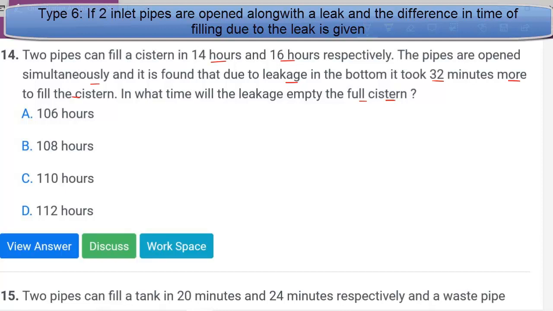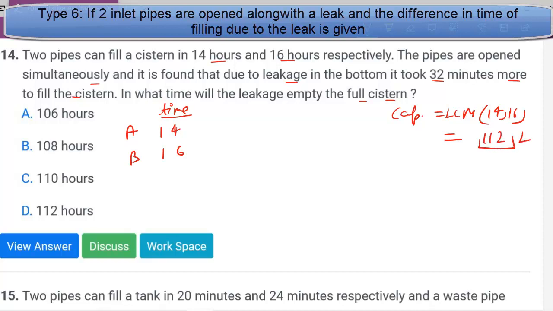So we will proceed in the same manner, in the same approach. So A is taking 14 hours. I am writing here the time in hours, and B is taking 16 hours. The first thing that we have to do is to find out the capacity of the tank, which should be the LCM of 14, 16. So that will be 56 into 2, which is 112. So 112 liter is the capacity of the tank, and accordingly we will find the rate at which it is being filled, that means liter per hour.